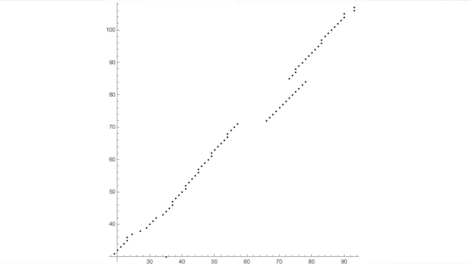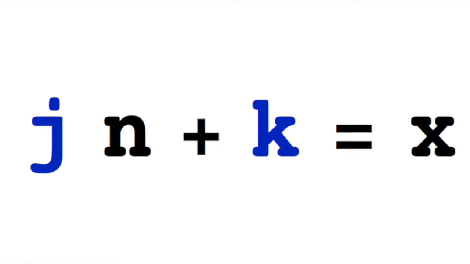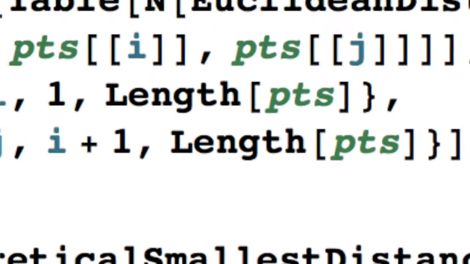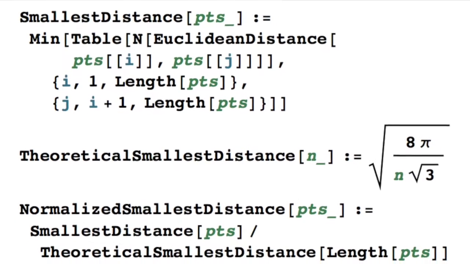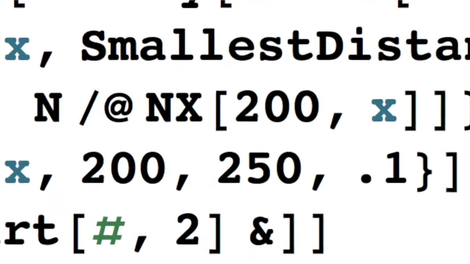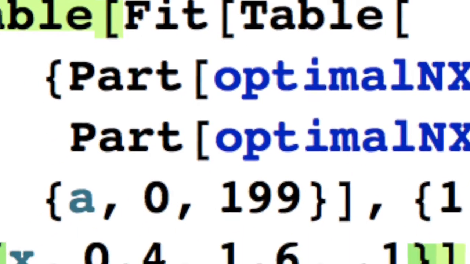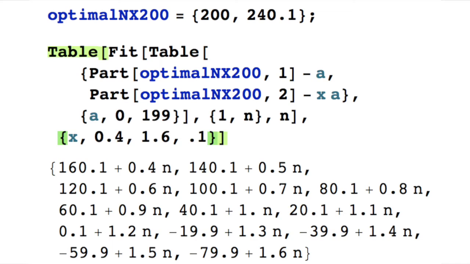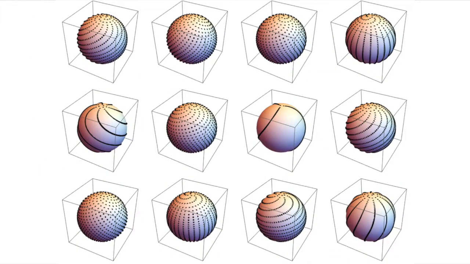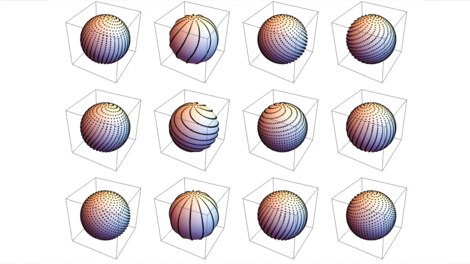After this, I then plotted the pairs and noticed that they appeared to be part of a linear function. Using this knowledge, I realized that I had to find the linear function that provided an x for every n. I did this by developing a few accuracy functions, and I then used them to find that the optimal x for 200 was 240.1. Seeing that the linear function from before had a slope of around 1, I tried a bunch of different slopes near that for my function.